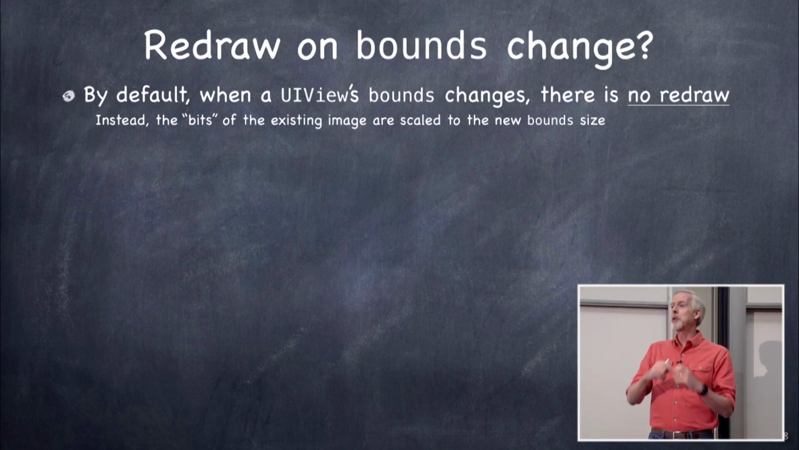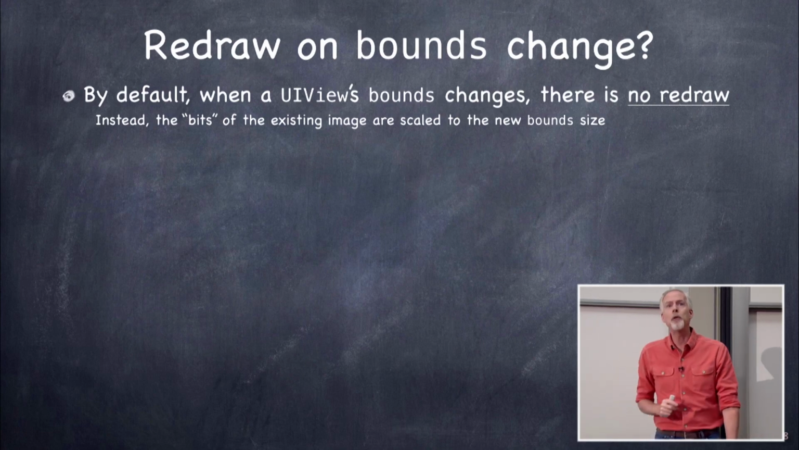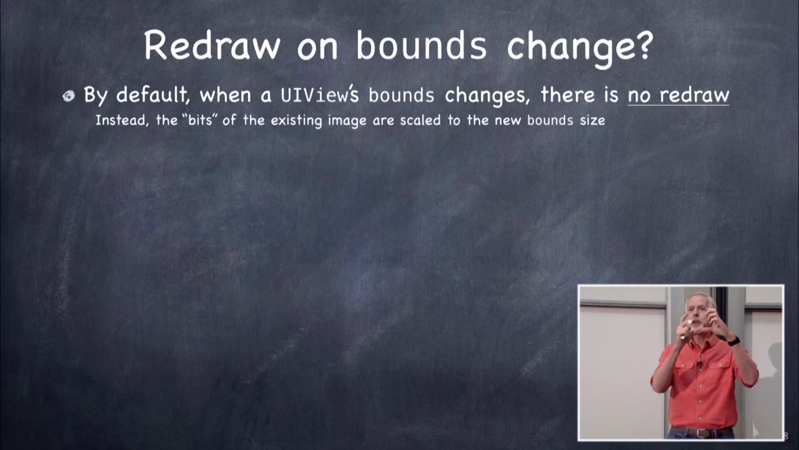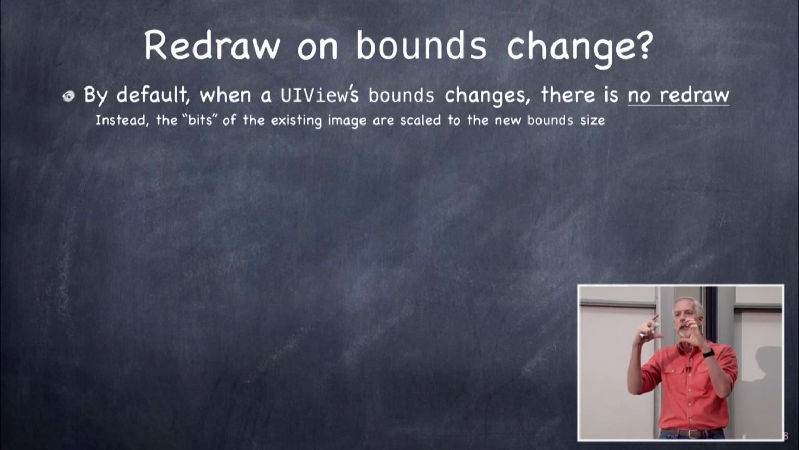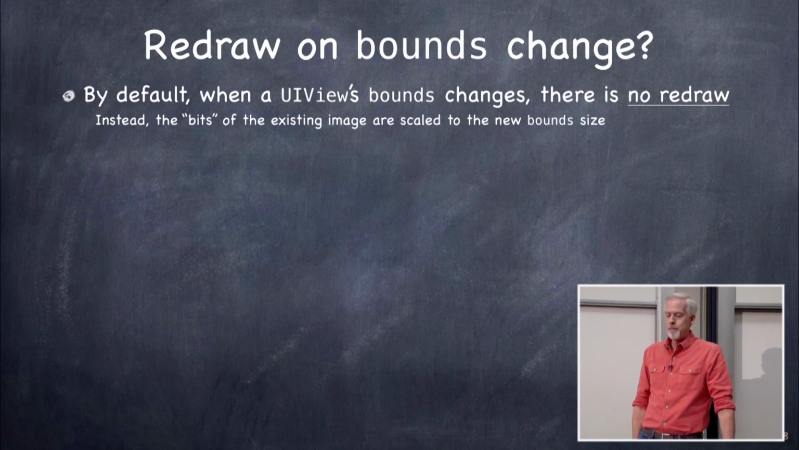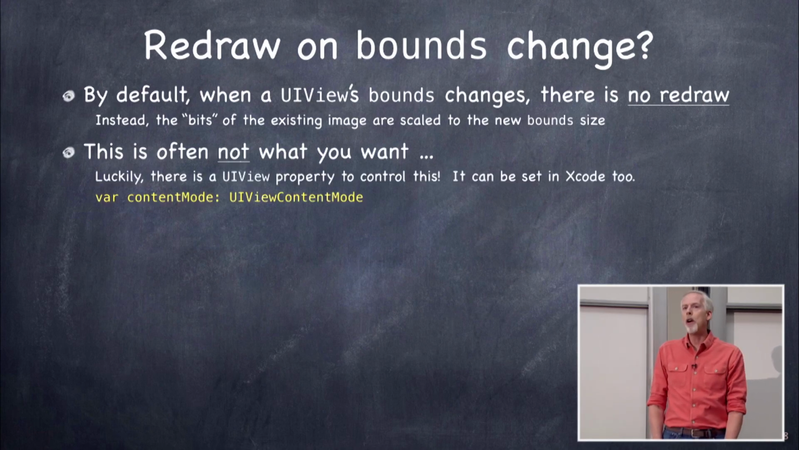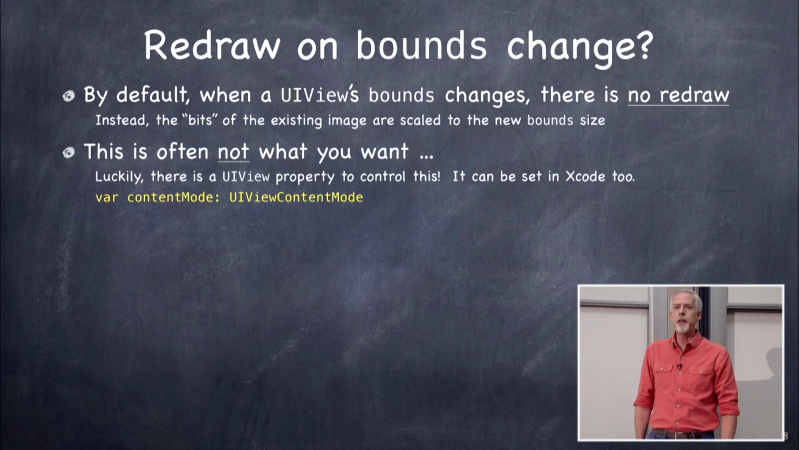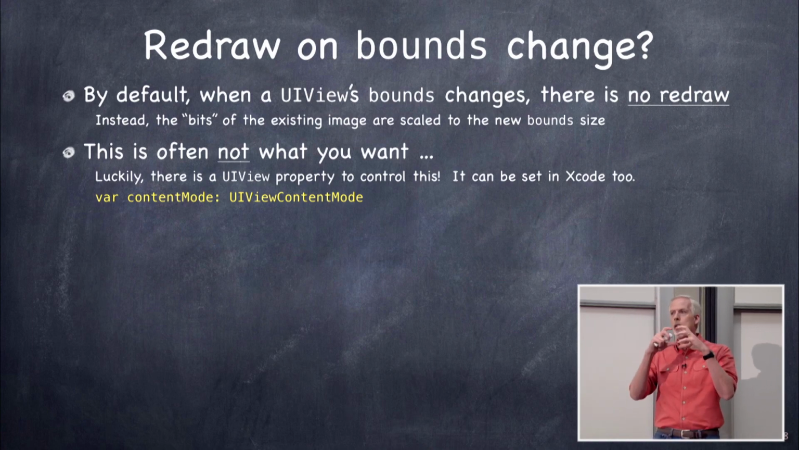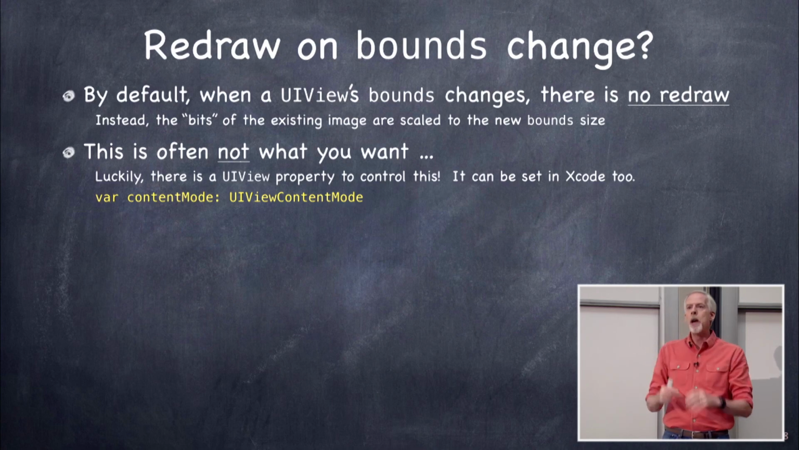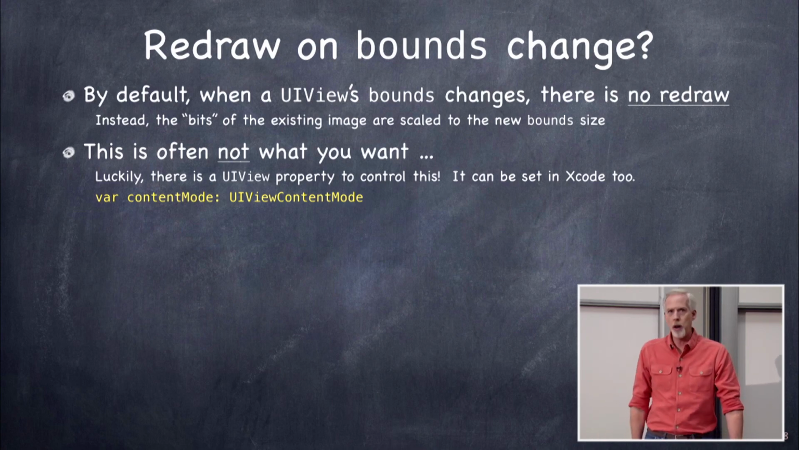In iOS, when your bounds change like that, it does not redraw you, believe it or not. It takes all your bits and squishes them, so it looks absolutely terrible most of the time. It just smashes the bits, squishes them down, stretches them out to fit your new bounds, which you almost never want. So how is that controlled? That's controlled with a var in UIView called contentMode. The content mode is basically saying, what kind of content do I have? Do I have the kind of content that can be squished and scrunched like that and still look good? Or do I have the kind of content where I have to be redrawn when my bounds change?